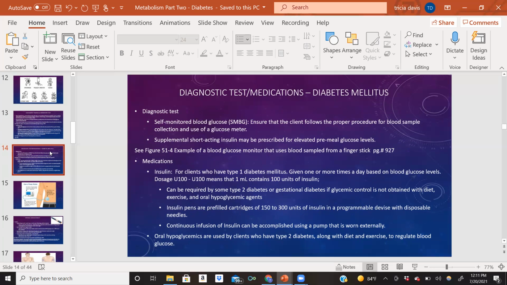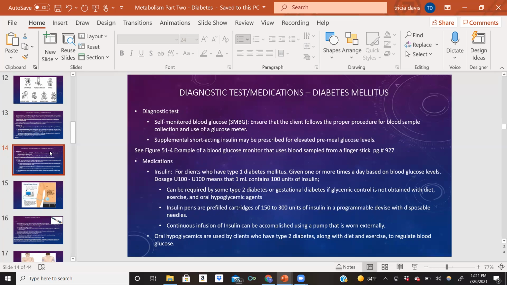And then we could supply short-acting insulin to patients that have elevated pre-meal glucose levels. We're going to talk a lot more in detail about different medications and insulins that we can give. So you guys can look at page 927 in your book. It's going to give you an example of a blood glucose monitor that uses blood sampled from a finger stick. You guys should know that.